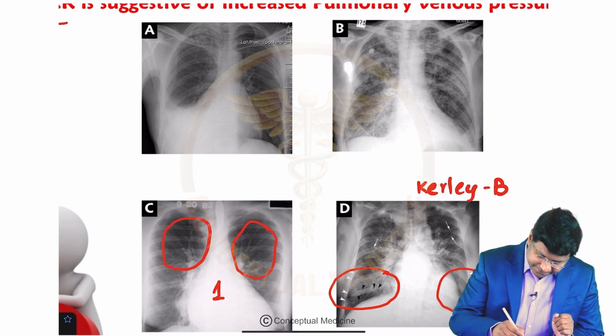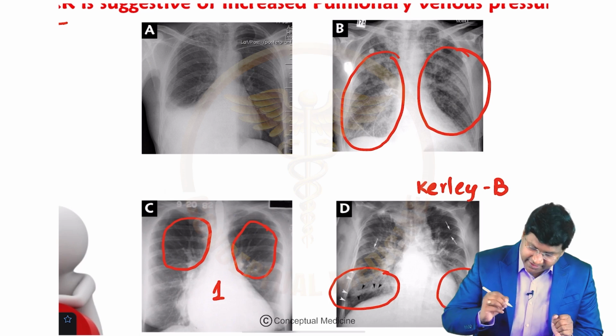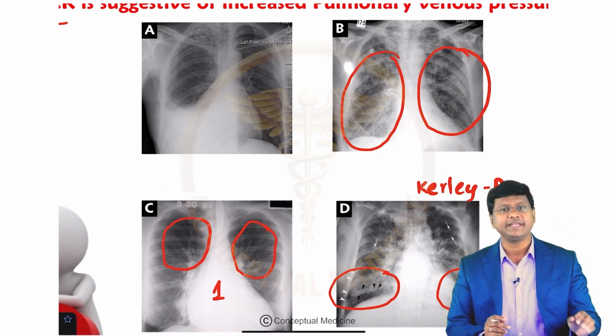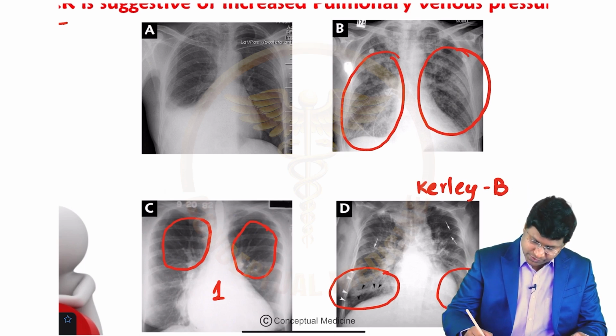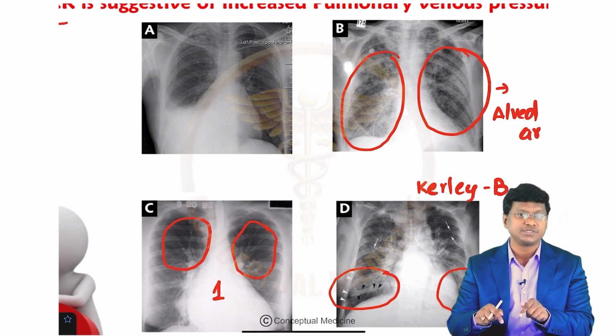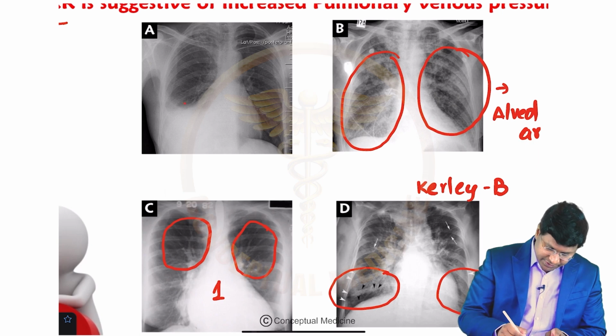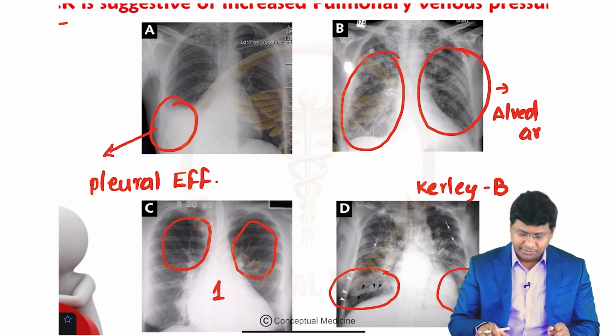And then subsequently, the fluid from the interstitium will enter into the alveoli, resulting in the alveolar edema. So this will be the presence of bilateral alveolar infiltrates, where the individual has alveolar edema, and that is called airspace opacities. So this will be your alveolar edema, and subsequently the fluid from the alveolus will enter into the pleural space, resulting in the pleural effusion.